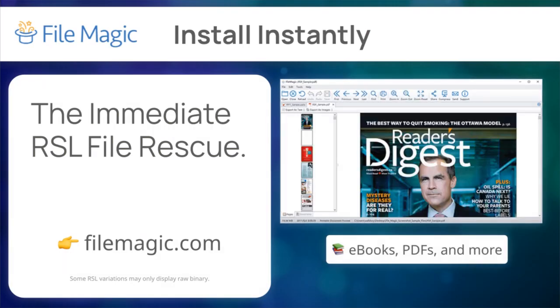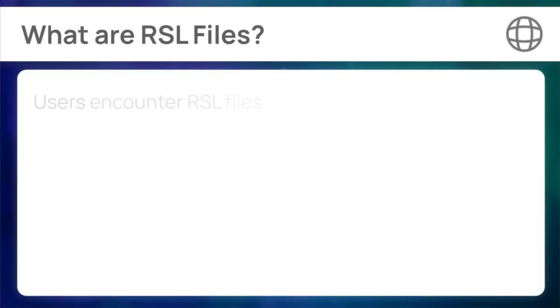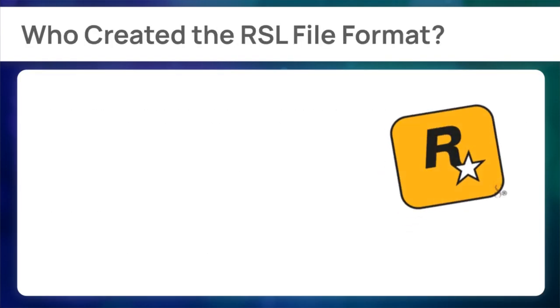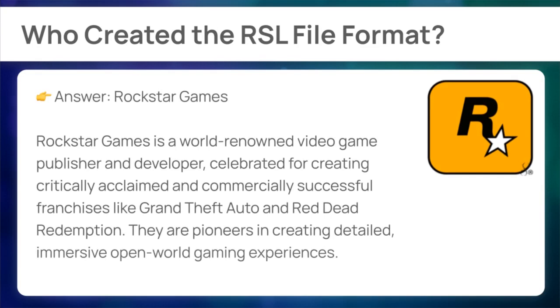end, just in case. Users encounter RSL files in the installation directories of games developed by Rockstar Games, such as Grand Theft Auto and Max Payne. These are critical resource library files that contain game data, scripts, or assets. Errors related to RSL files often cause the game to crash or fail to launch.